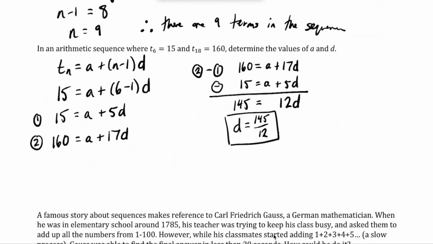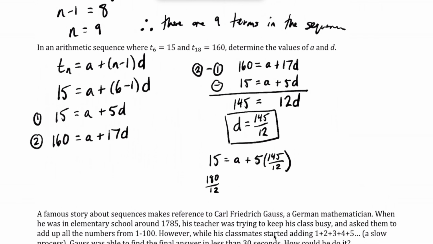And now solve for A. So I'm going to sub D into equation 1 to solve for A. So 15 is equal to A plus 5 times D. Don't let the fractions intimidate you. We're just going to solve this by getting common denominators on both sides. So the left side is going to be 180 over 12. Subtract whatever this is. When I simplify this, 725 over 12 is equal to A.